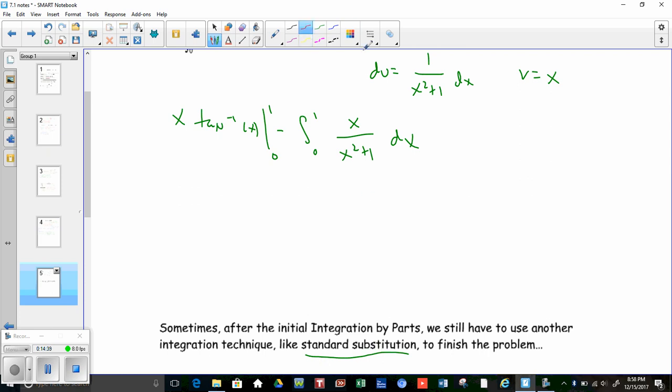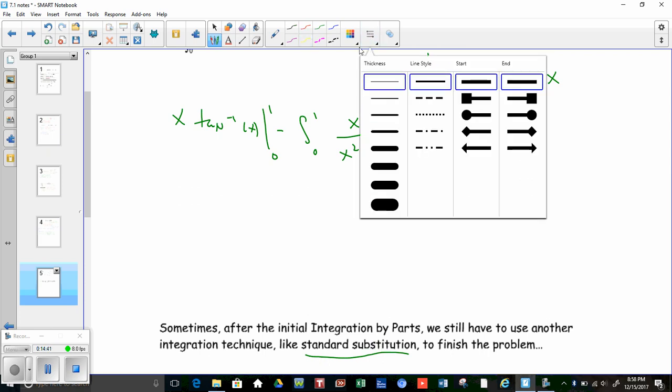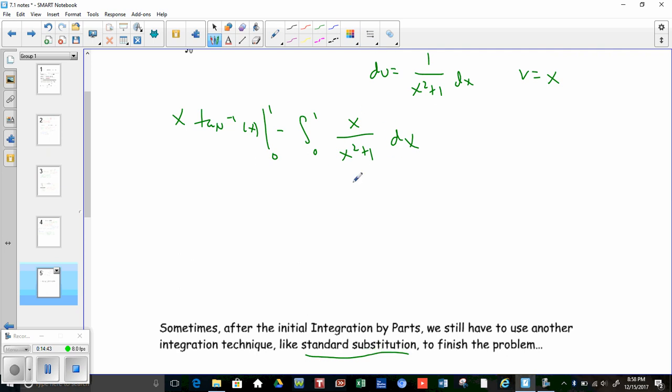So in this case, to evaluate this integral, u is going to be x squared plus 1. That's the most composited piece, right? The whole denominator is really to the -1, so it's composited.